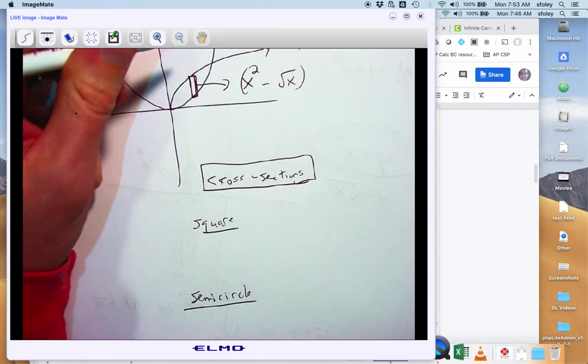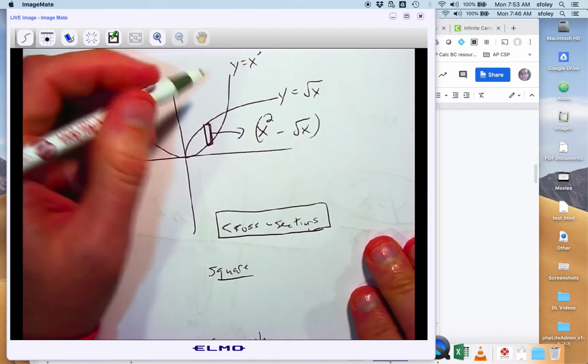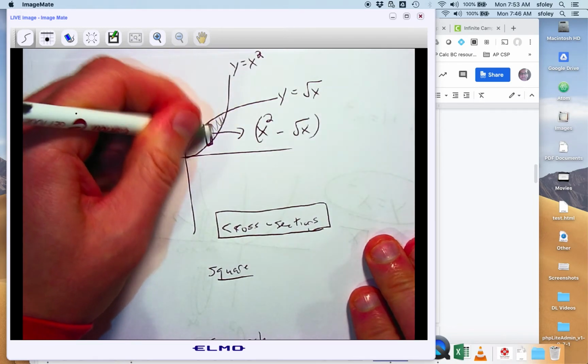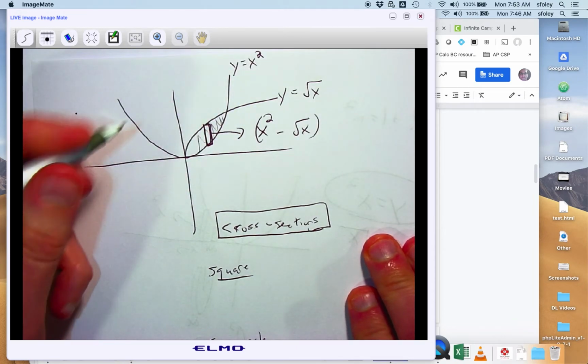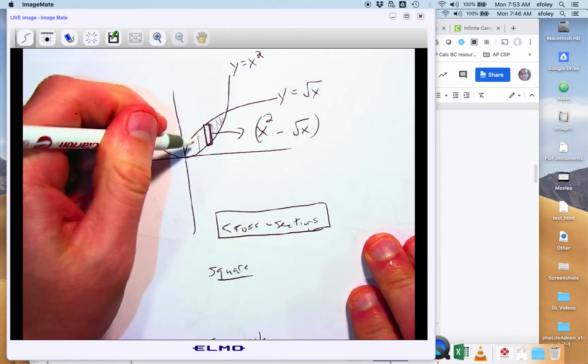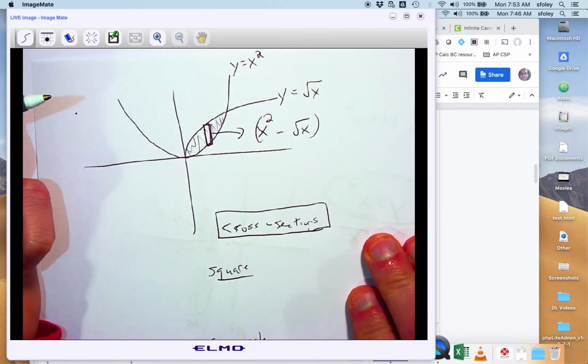So for this, I'm going with the same region here, bounded by x squared and square root of x, so this region. And this time we're going to build the shape. We're not going to revolve it. We're going to build the shape up out of the paper on top of this region. So this region is the base.